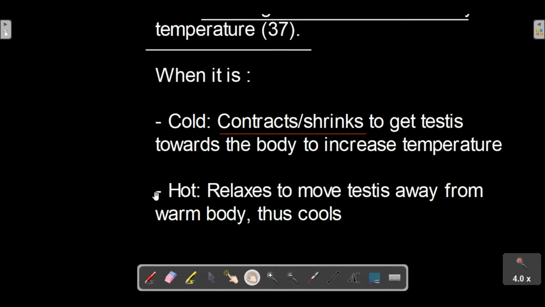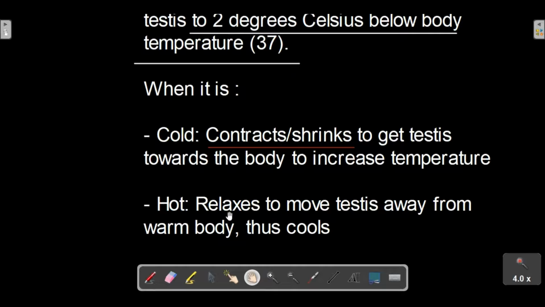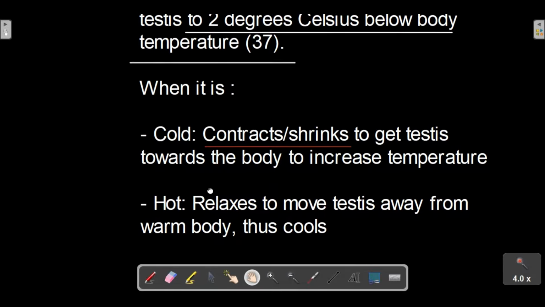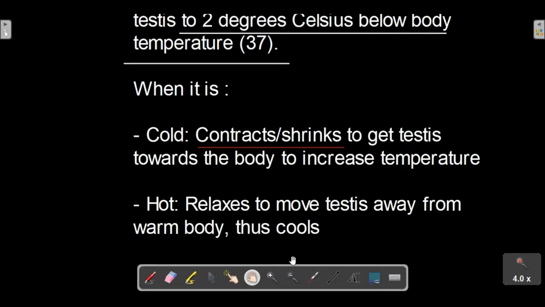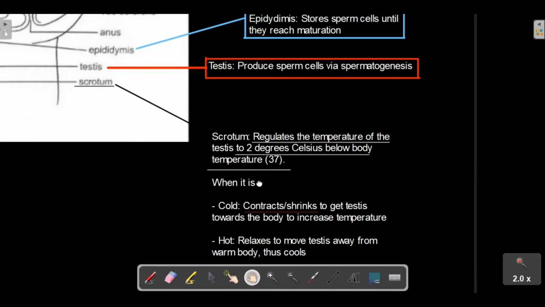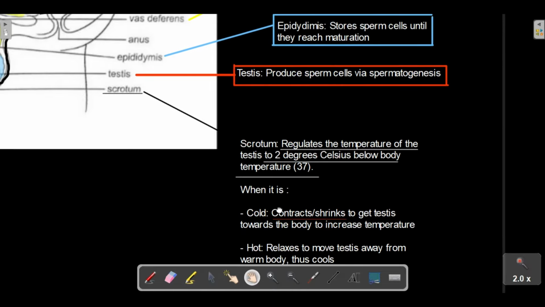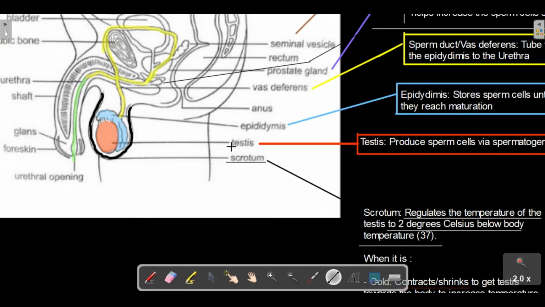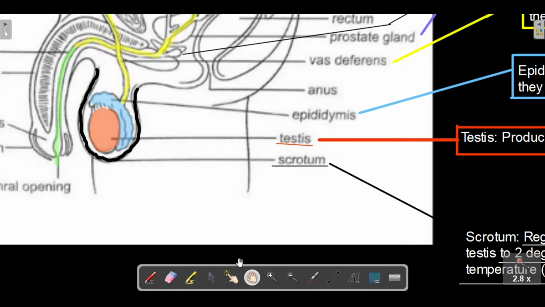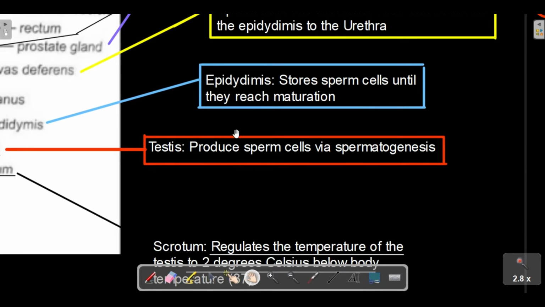And then when it is hot, the scrotum relaxes, it hangs, so that it moves the testes away from the warm body. Remember, when it is warm, your body will be warm as well. And so the scrotum cools down the testes by moving away the testes from the warm body, right? And so thus this cools down the testes. So this is critical, guys, when you are explaining the role that the scrotum has in regulating the temperature of the testes. And so let's head on to the production factory, which is the testes. So this is the testes, and their primary function really is to produce sperm cells, via spermatogenesis.